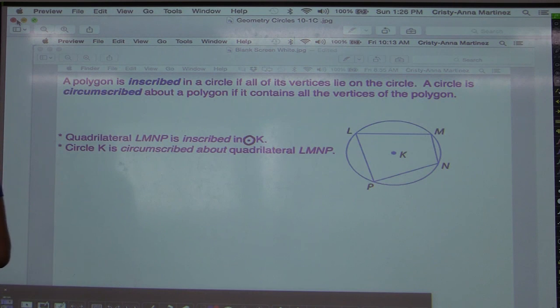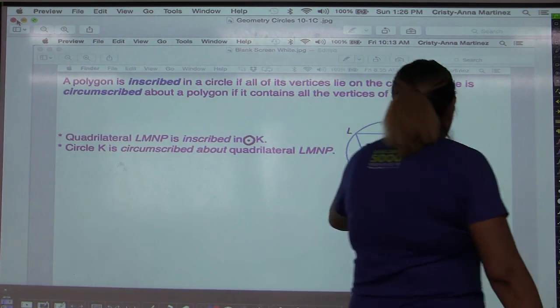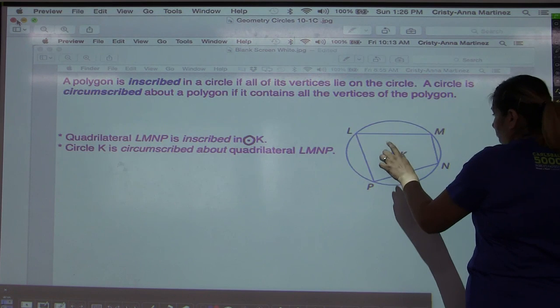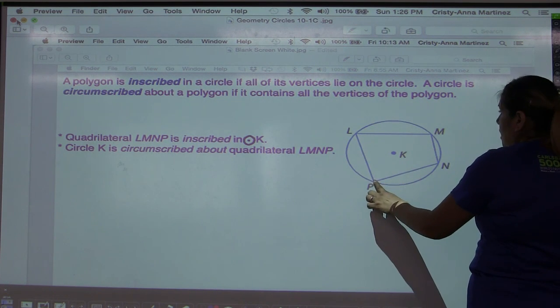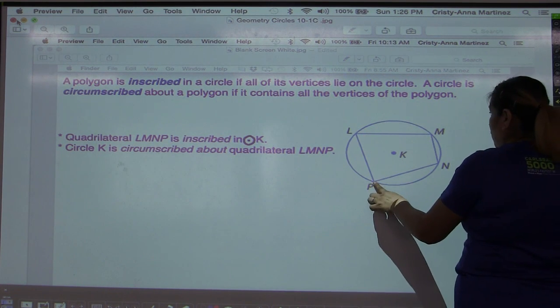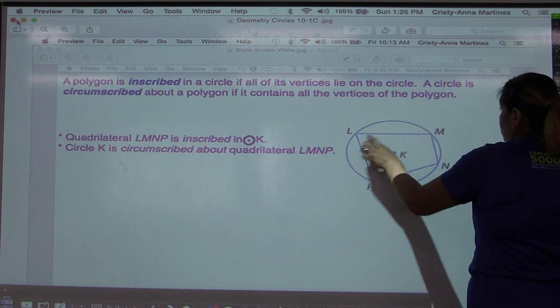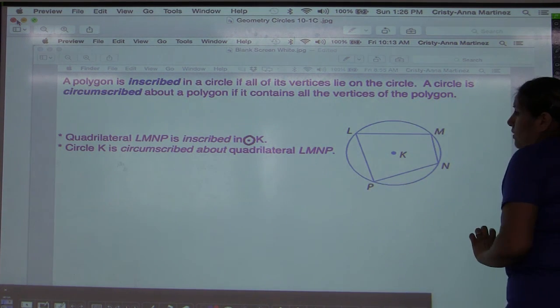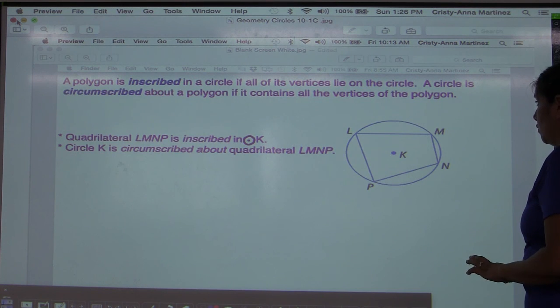And our last concept deals with inscribed versus circumscribed polygons. So remember, a polygon is those things that I told you before have sides to them. A polygon is considered inscribed in a circle if all of its vertices lie on the circle. So right now this quadrilateral, quadrilateral LMNP, these are the 4 vertices of the quadrilateral, and they're all on the circle. So that was what we call an inscribed polygon.